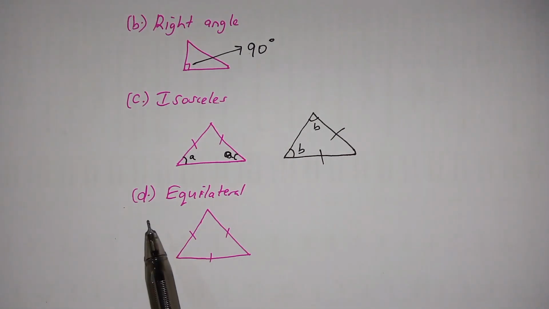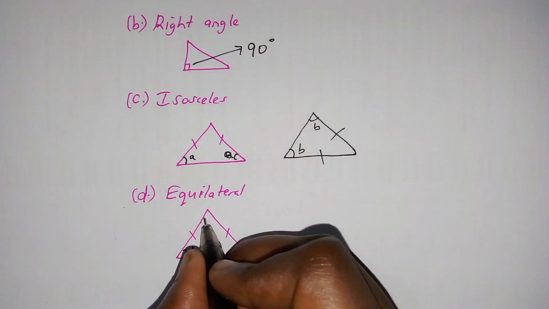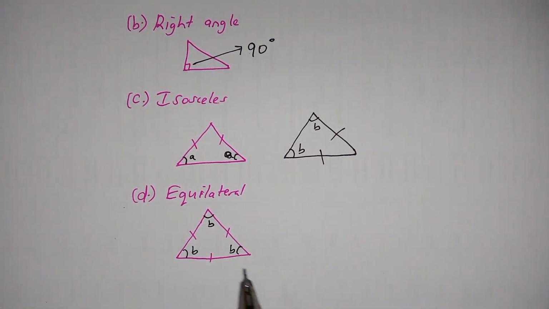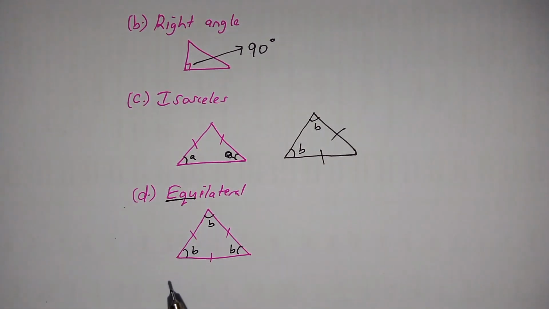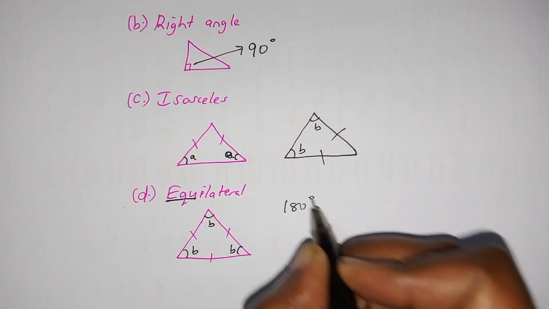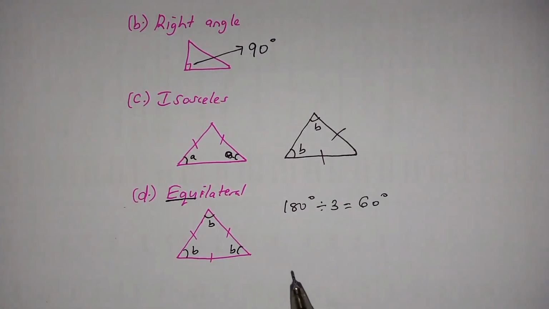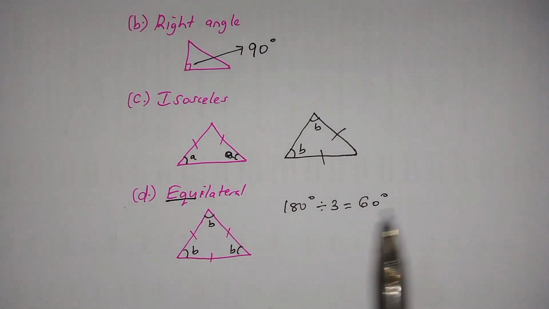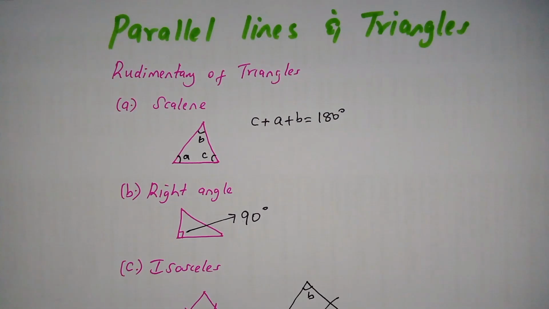equal. And then the last type of triangle we have is equilateral. It's denoted by these three marks, and it means that if this is B, then this is B and B. So what do we understand by equilateral? It means all the angles are equal, and we know that angles add up to 180, so divided by 3, that would give us 60. So for equilateral, all the time the angles will be 60 degrees. Now let's combine the parallel lines and triangles.